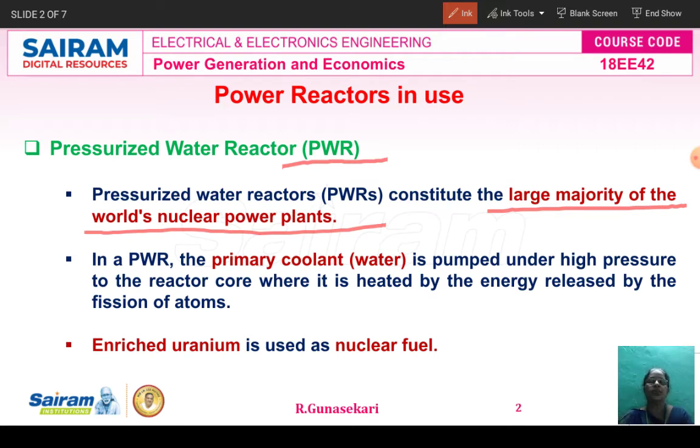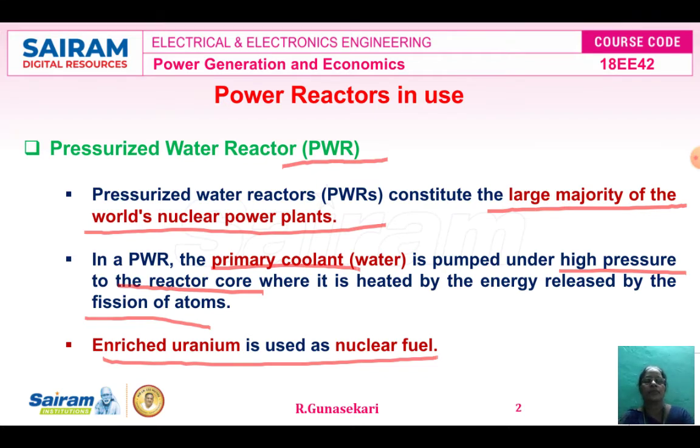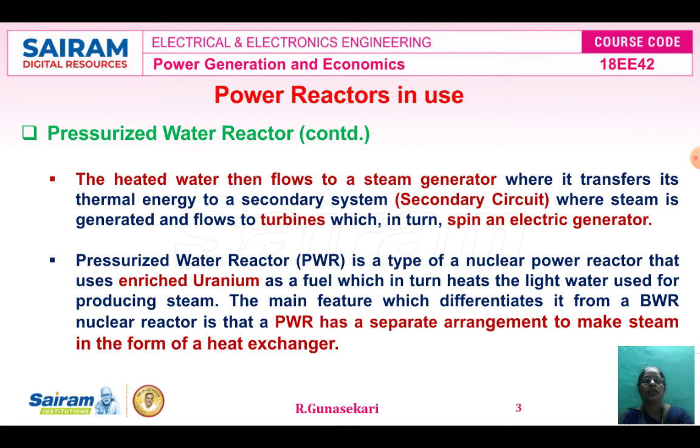In the pressurized water reactor, the primary coolant is water. It is pumped under high pressure to the reactor core, where it is heated by the energy released by the fission of atoms. Enriched uranium is used as the nuclear fuel in the pressurized water reactor.